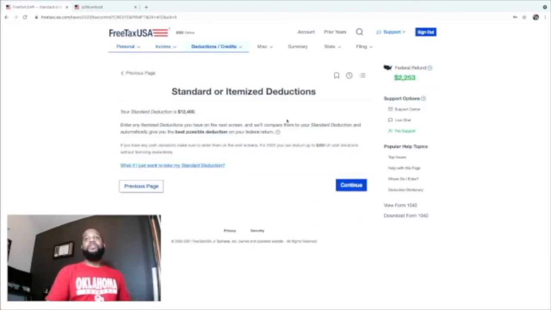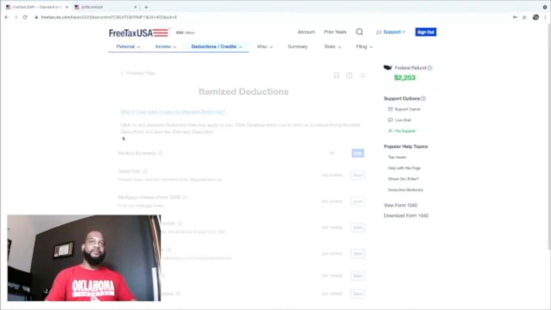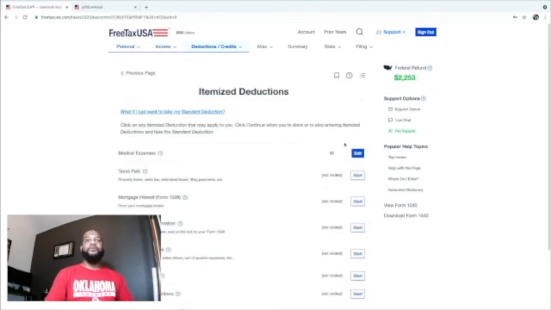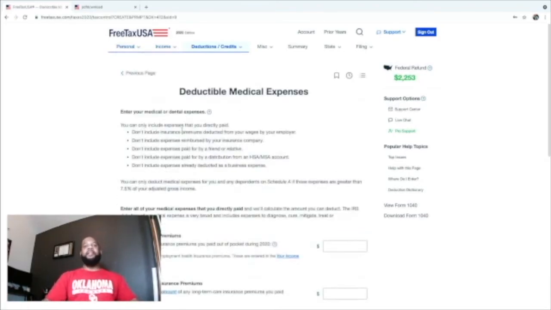All right, so we're starting this up at 2,253. Okay, we're doing this for science purposes. I want to show you how this changes by the information that you input. Okay, so let's start with medical expenses. This is where most people get the most of their itemized deductions from.